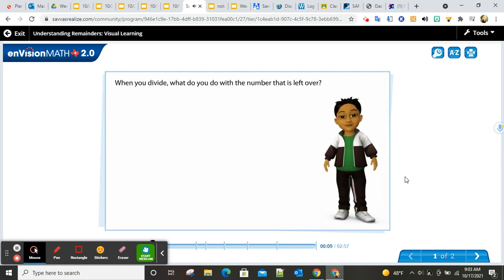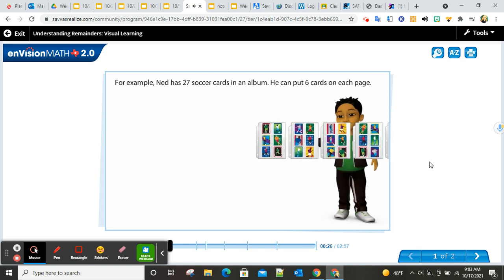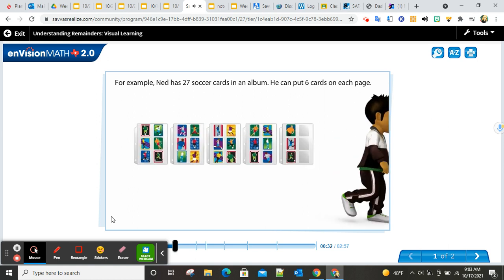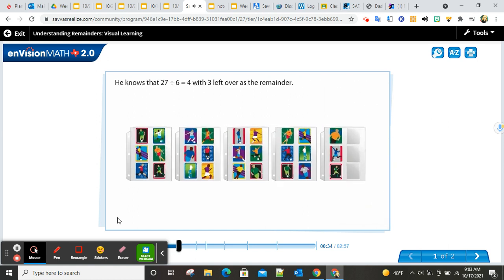When you divide, what do you do with the number that is left over? When you divide, any number that remains after the division is complete is called the remainder. The remainder must be less than the divisor. For example, Ned has 27 soccer cards in an album. He can put 6 cards on each page. He knows that 27 divided by 6 equals 4, with 3 left over as the remainder.